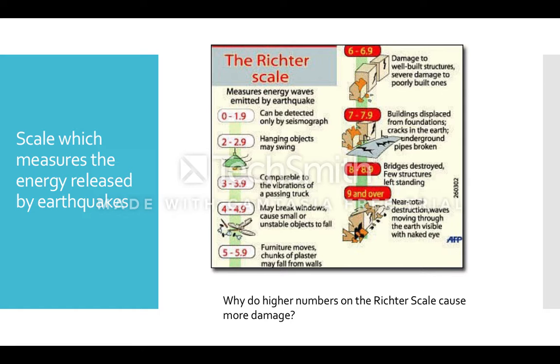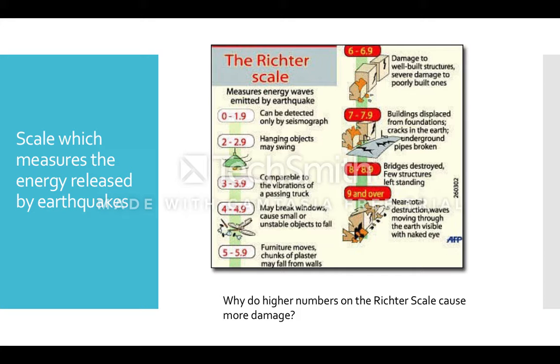Why do higher numbers on the Richter scale cause more damage? As you can tell, lower numbers represent weak seismic waves, while higher numbers represent stronger seismic waves. So higher numbers indicate stronger, more powerful seismic waves. And the stronger or more powerful the seismic wave, the more damage it can cause when the seismic wave reaches from focus to epicenter.